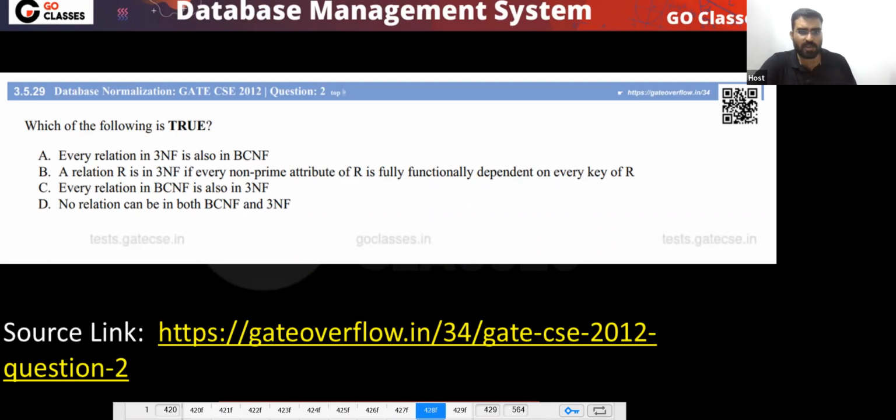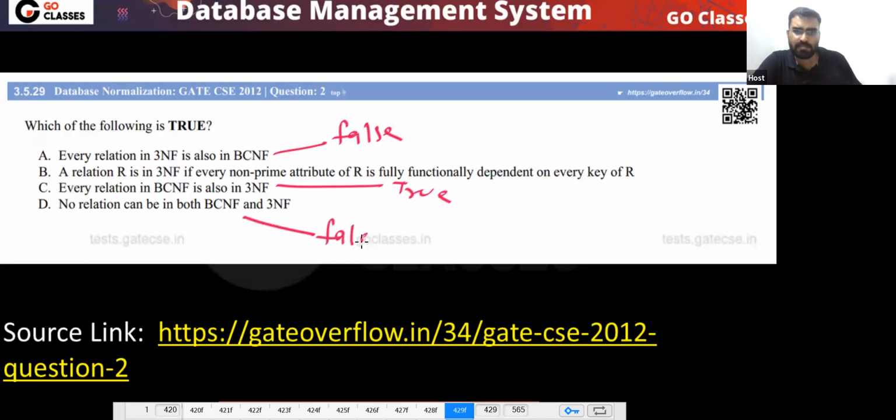Can you tell me the answer for this one also? Okay, let's quickly see the answer for this. This is GATE 2012. Which of the following is true? Every relation in 3NF is also in BCNF. This is false. Every relation in BCNF is in 3NF. This is true. No relation can be BCNF 3NF. This is false.